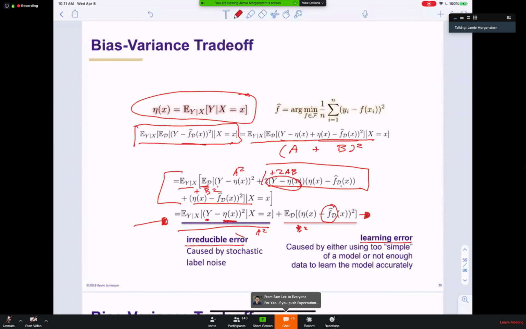What's the difference between f hat and eta, right? So eta is this hypothetical thing. Eta is a function from x to y, and eta takes the average value of y for a particular x. If I had perfect information about the entire distribution over houses, eta of November 3rd would be equal to the average sale price of every house sold on November 3rd.